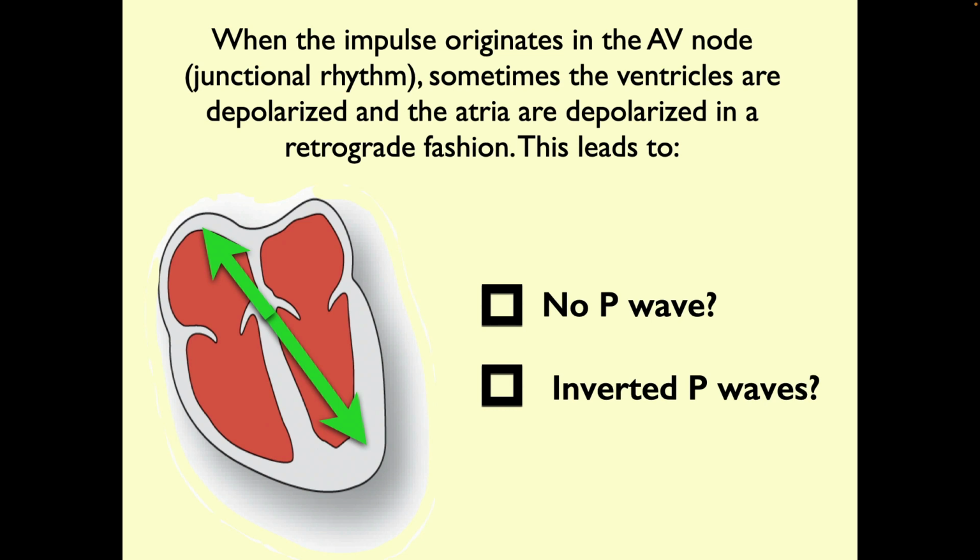Ectopic focus here depolarizes downward into the ventricles, just like the previous slide, but sometimes it also will go backwards up into the atria and depolarize the atria backwards. So what are you going to see then? Lead 2 is down here looking up, and the QRS is just going to be a plain old QRS. But what's it going to see with this backwards depolarization? Inverted. Yeah, it's going to be inverted.